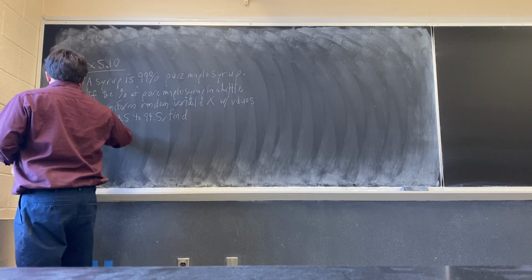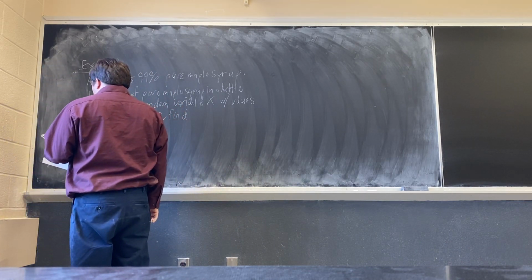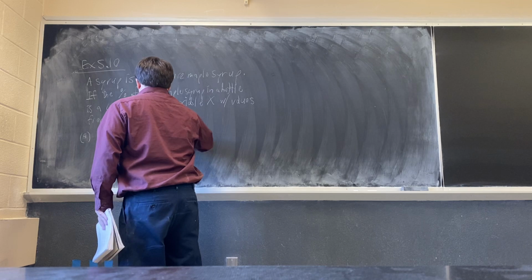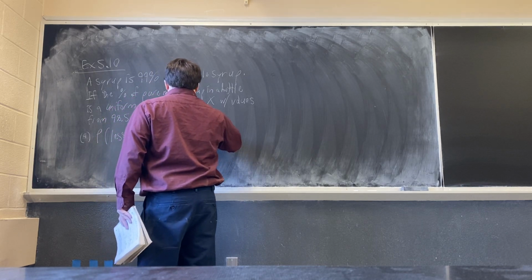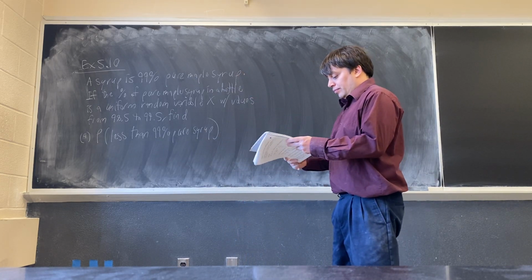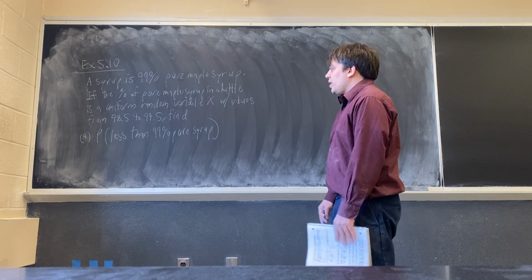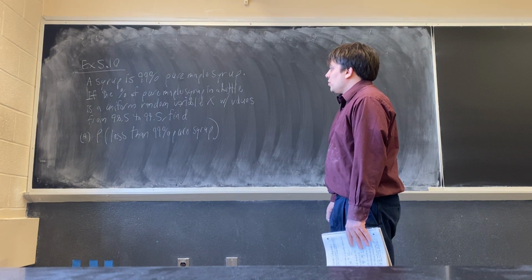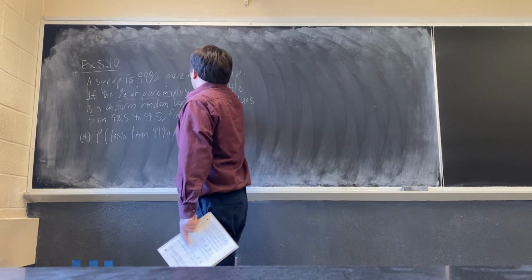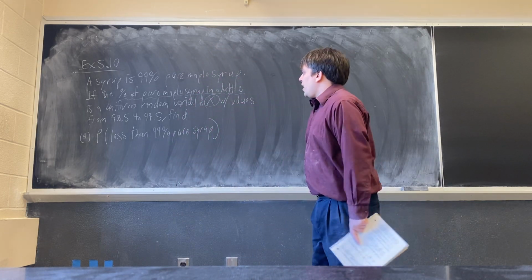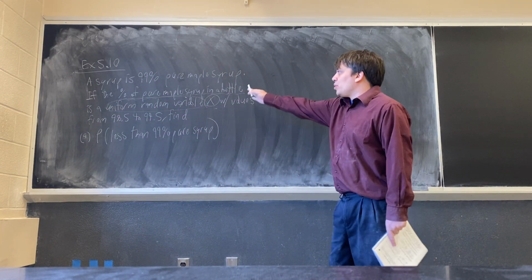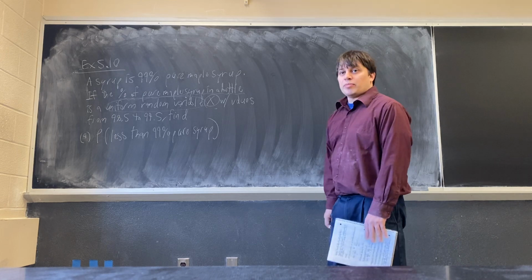So in part A, we want to find the probability that we get less than 99% pure maple syrup. So x, the random variable x, is the percent of pure maple syrup in a bottle, and it's a uniform random variable.